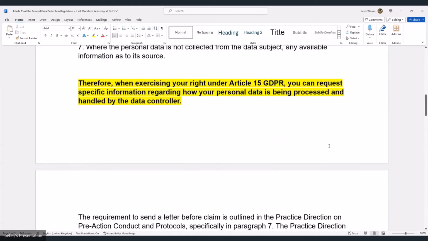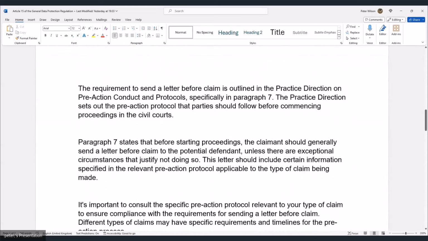That's the collection agency. The requirement to send a letter before claim is outlined in the practice direction on pre-action conduct and protocols. This is what we're going to send now. We've sent our first SCR. We've sent a repeat second SCR. We've complained to the ICO now under the pre-action protocols, which is the rules of court. We are sending the letter before claim.